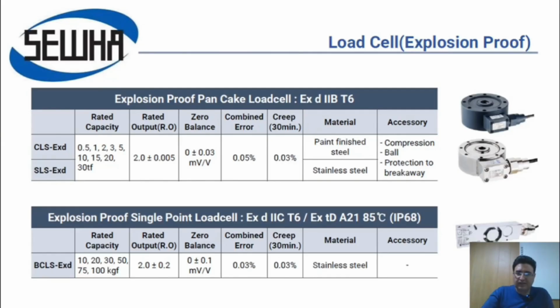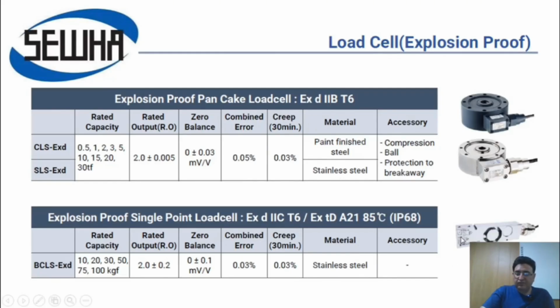SEWHA company has specifically designed a series of advanced load cells, aptly called explosion-proof load cells, which can be reliably used in very special and highly sensitive environments. These robust explosion-proof load cells come in various different models. Specifically, they offer both CLS and SLS models, which are specialized Pancake load cells that are designed to operate safely in explosion-proof environments. They range in capacity from 500 kilos to 30 tons, and the difference between the CLS and SLS models is in the type of metal used. The CLS is made of painted iron, while the SLS has a stainless steel body.